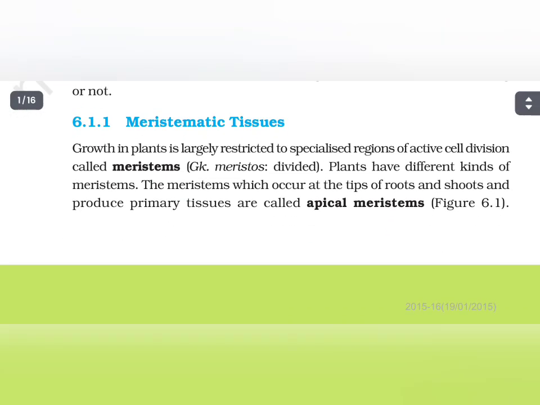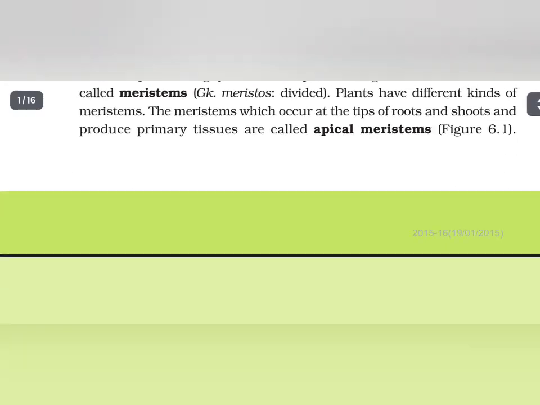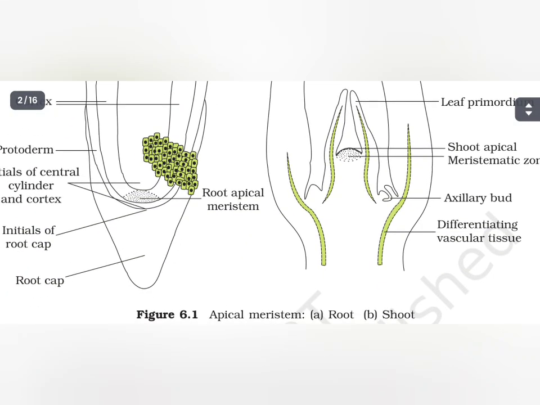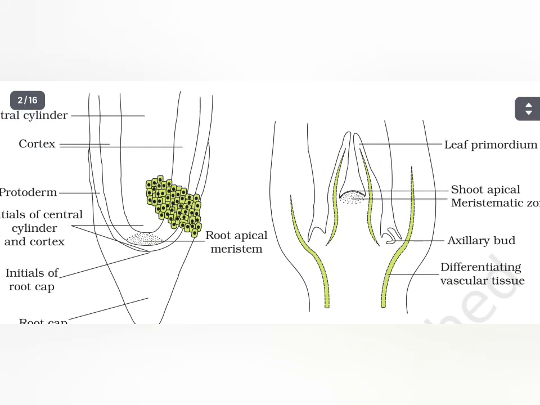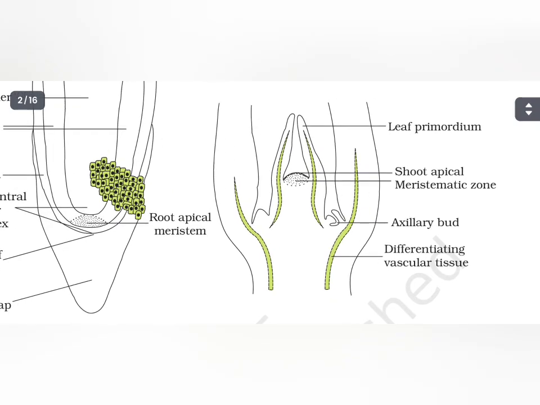Meristematic tissues. Growth in plants is largely restricted to specialized regions of active cell division called meristems. Plants have different kinds of meristems. The meristems which occur at the tips of roots and shoots and produce primary tissues are called apical meristems. This is the structure of apical meristem of root and this is apical meristem of shoot.